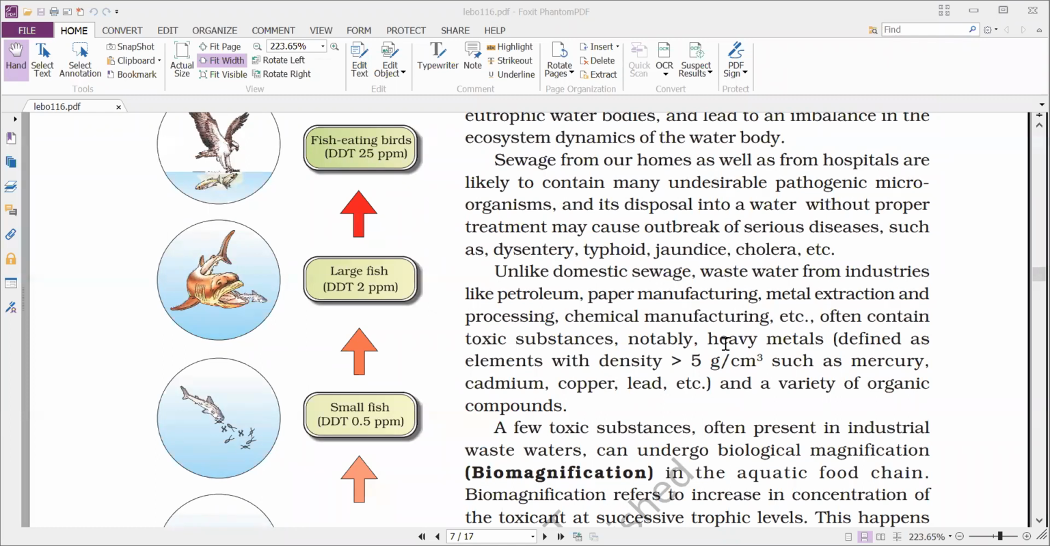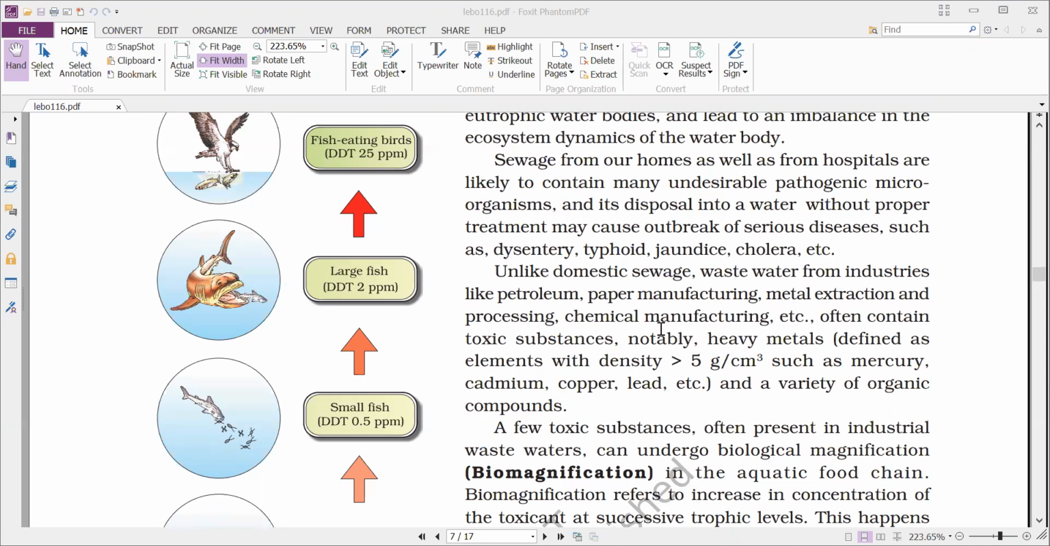Because by filtration, we can remove the dust particles and other materials, but we can't remove the microorganisms. For that we use chlorination or chlorine tablets. We add them to the drinking water so that we can reduce the impact of these pathogenic organisms. So they will instruct you to boil the water before you drink.